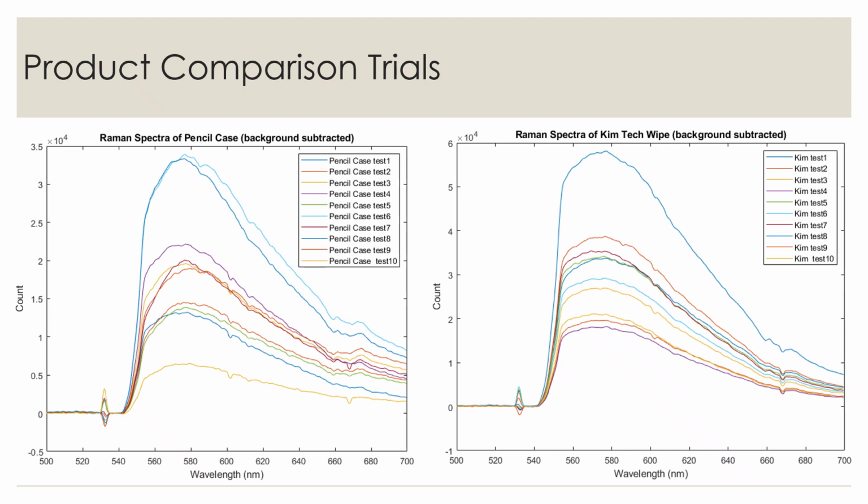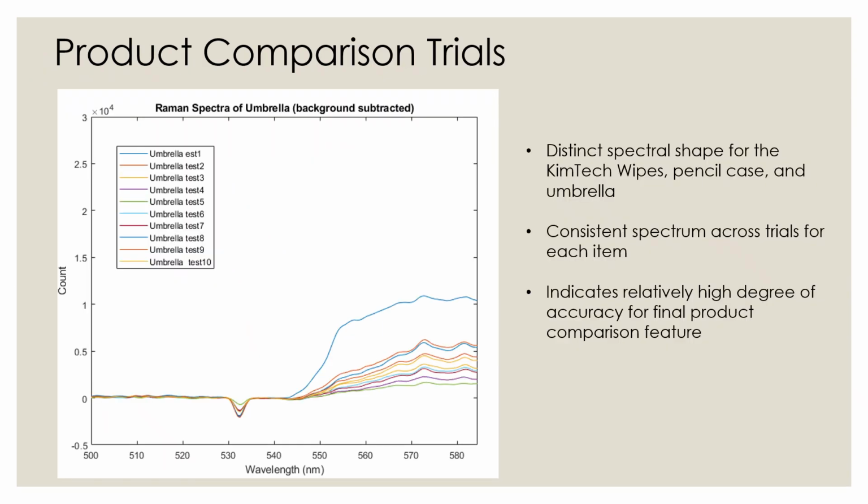Though the spectra of the pencil case and the Kimtech wipes appear similar in shape, there are clear differences within the dips and peaks of each spectra that separate them, and these differences are clearly reproducible. The umbrella spectra were very different in shape from those of the pencil case and wipes. However, once again, you can clearly see the same peaks and curves being replicated across all trials. The result of this testing means that the product comparison feature should function well in our final product.